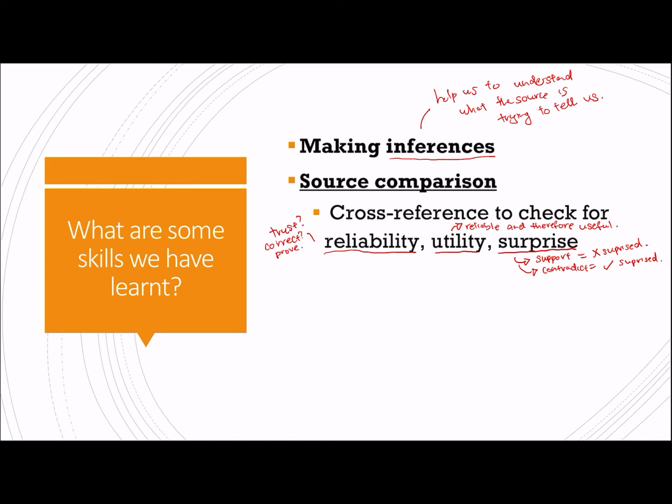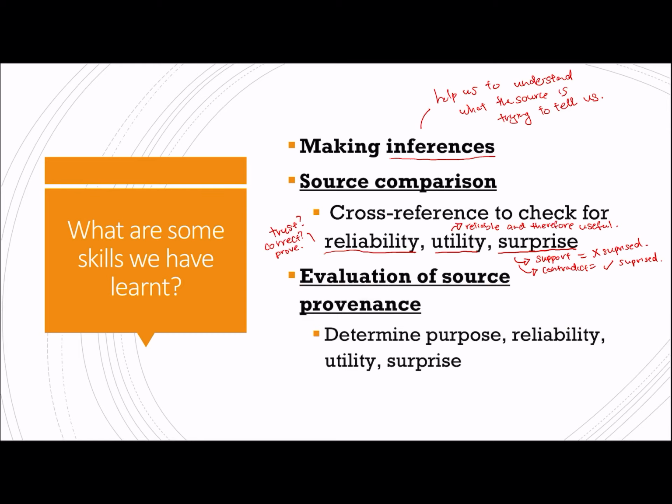The next thing, the highest level of skill of source analysis that we have learned so far, is the evaluation of source provenance. When we talk about provenance, we are referring to how we evaluate who the author is. We are also evaluating when and where the source was published. We are looking at the context that the source was being published in.